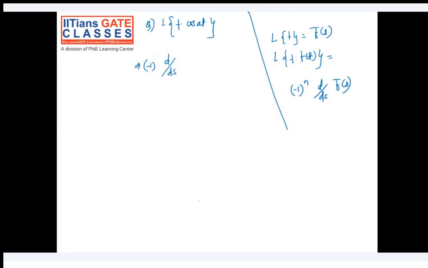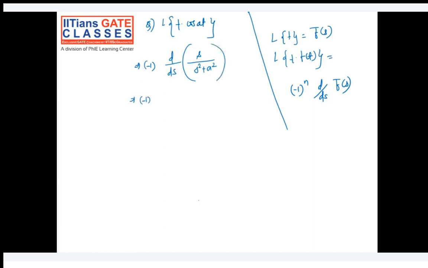And f bar of s is what? s divided by s square plus a square, because that is the Laplace transform of cos of at, right? So minus 1 as it is, you can take it out, and differentiation of this you have to do.